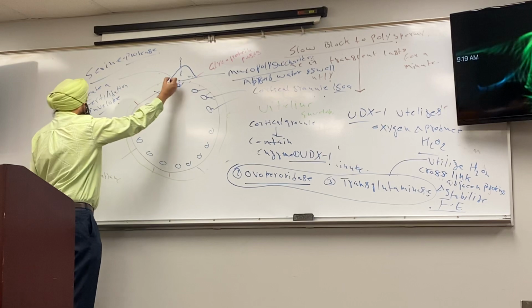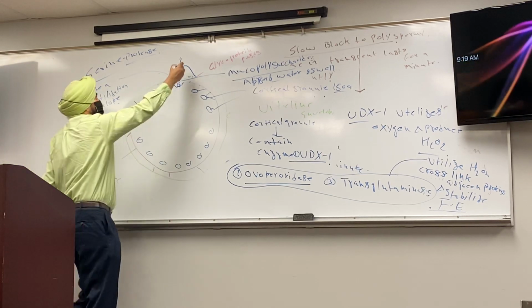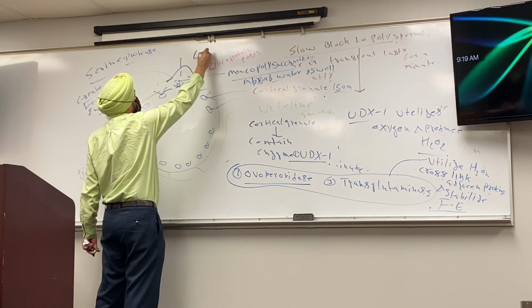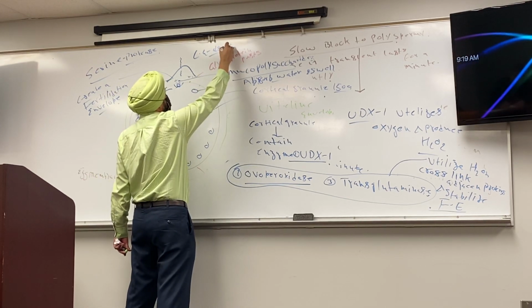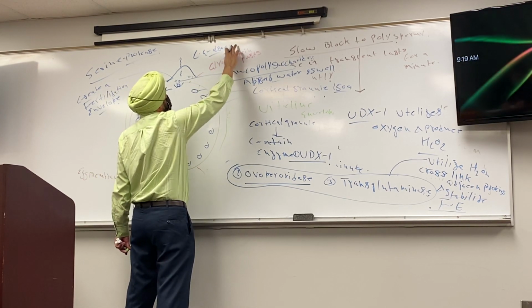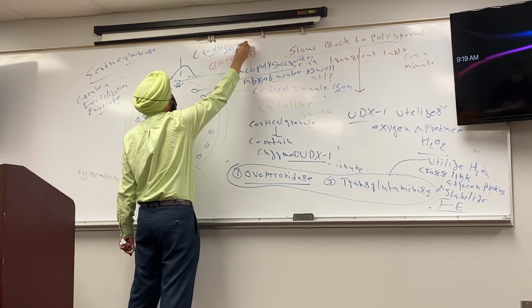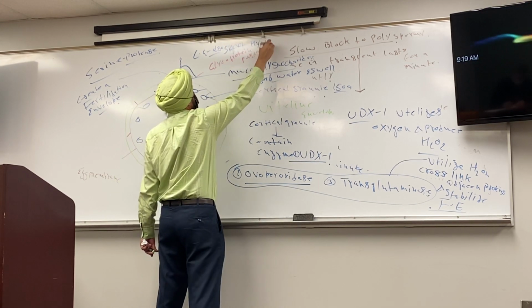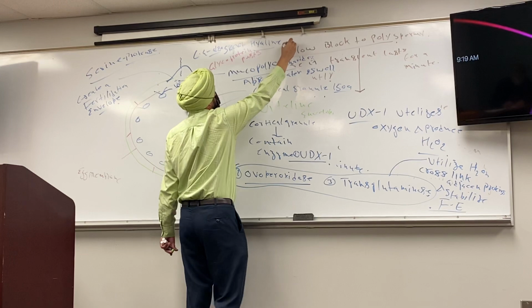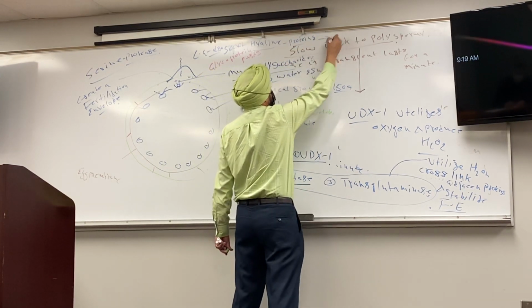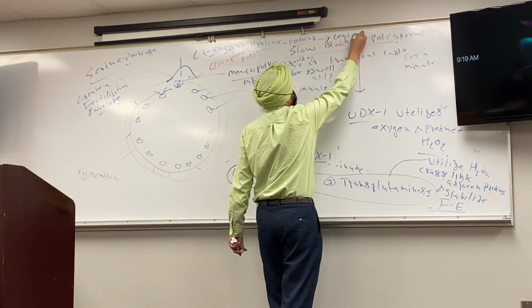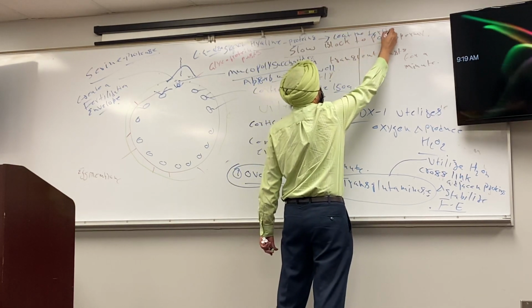Now, then the cortical granule also secretes hyaline proteins, and what they do, they coat the fertilized egg.